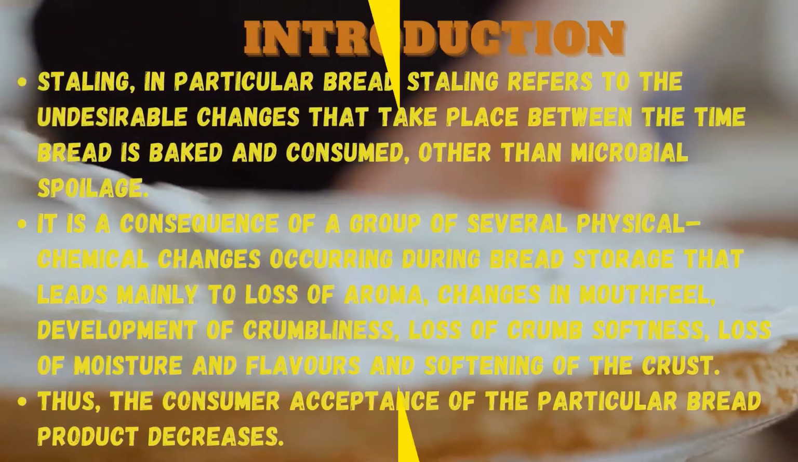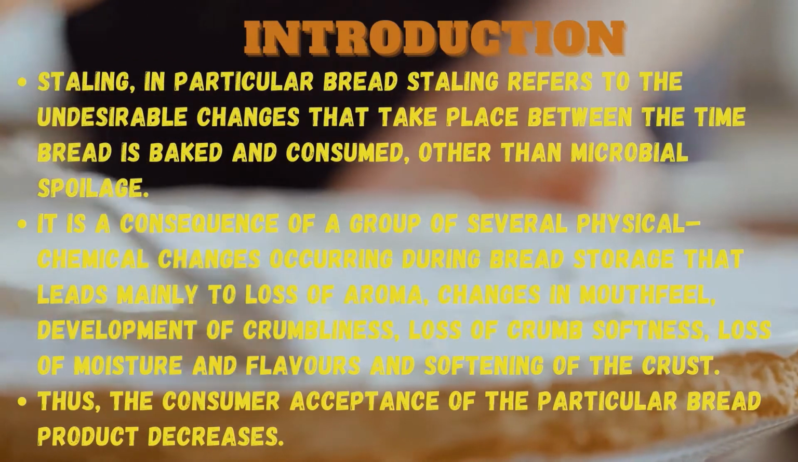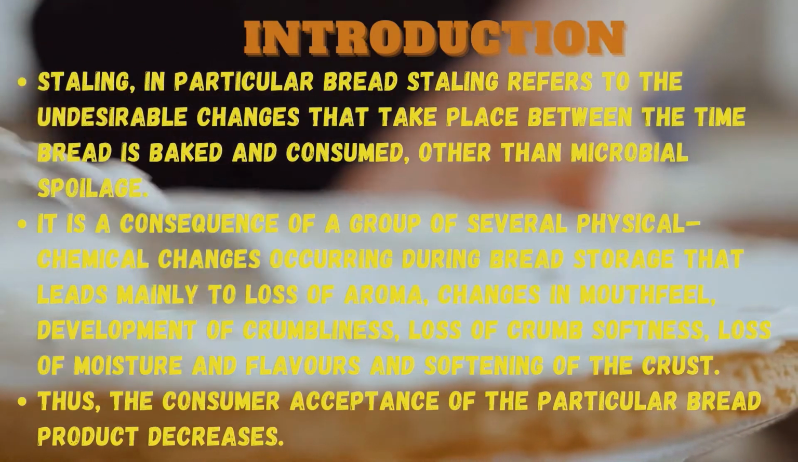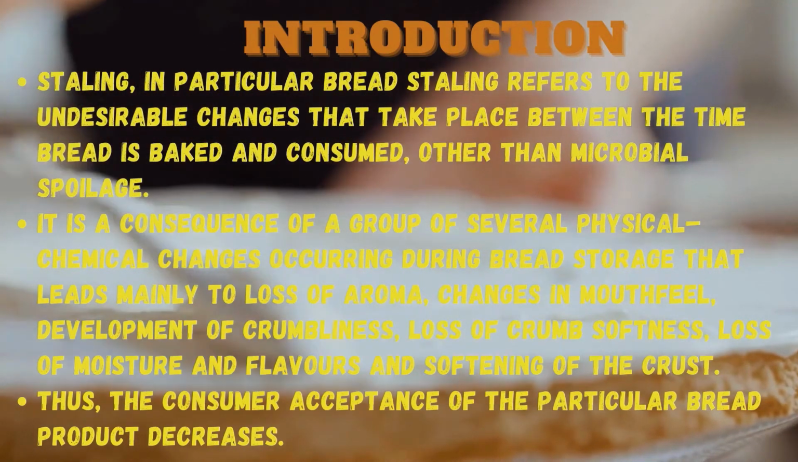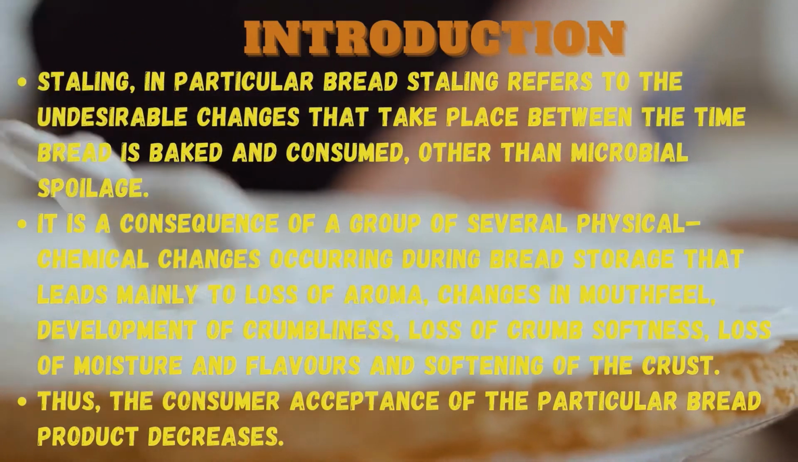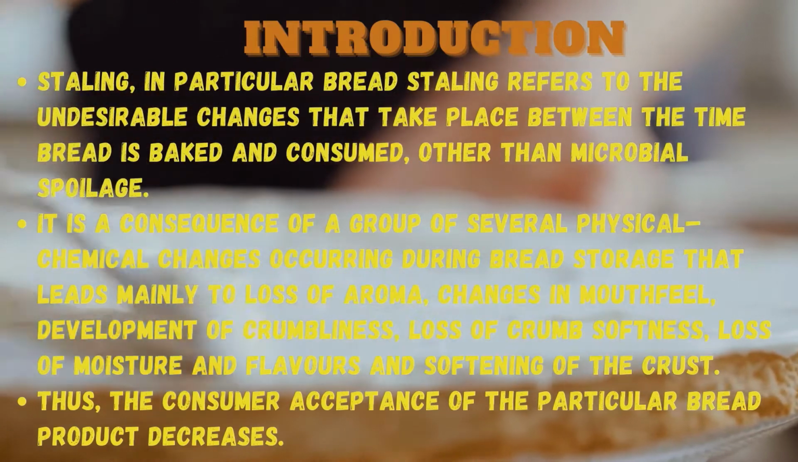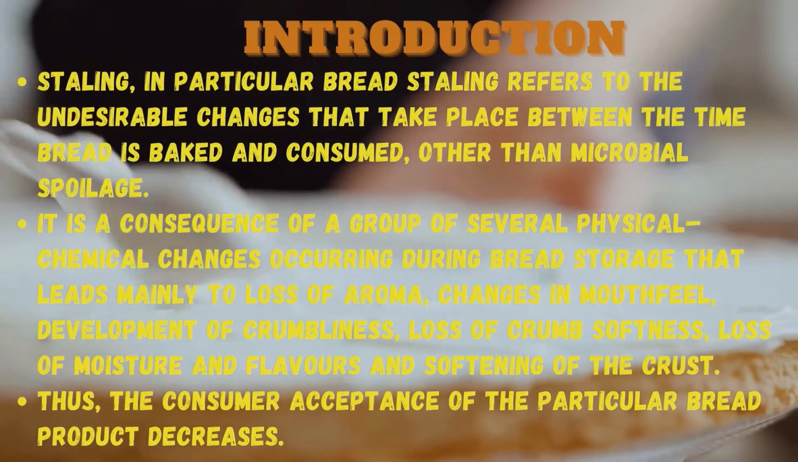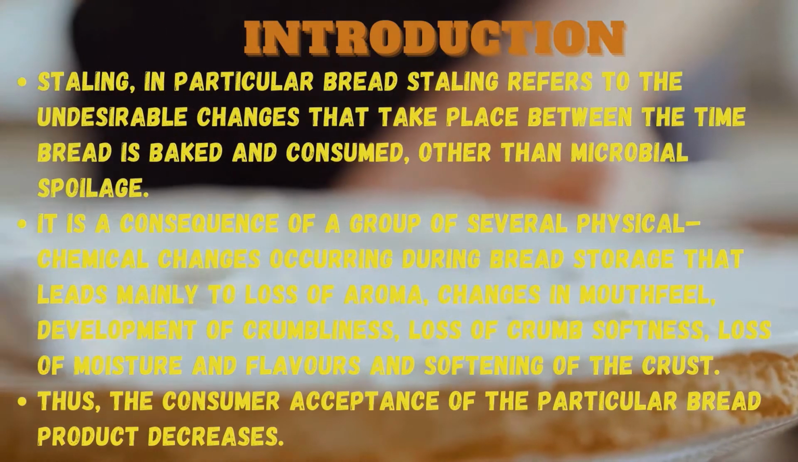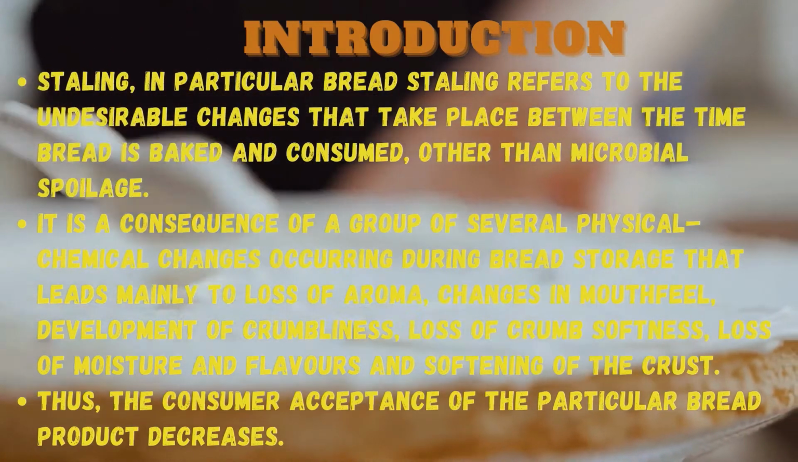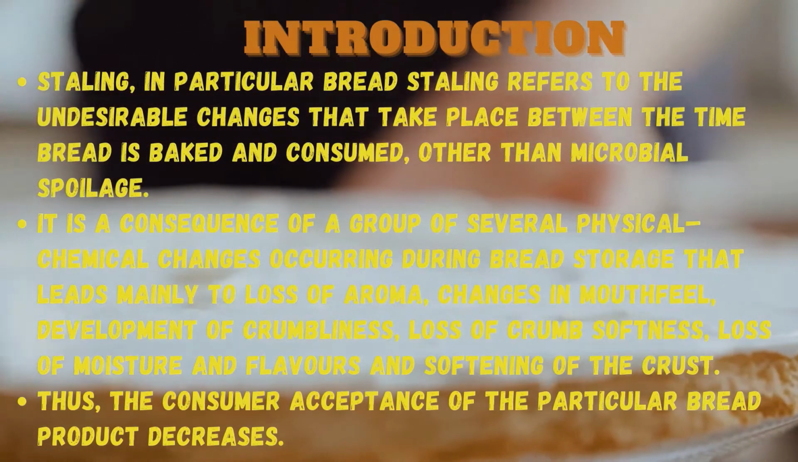Hi, I'm Vanessa Wongkai. Staling refers to the undesirable changes that take place between the time bread is baked and consumed, other than microbial spoilage. It is a consequence of a group of several physical-chemical changes occurring during bread storage that leads mainly to an increase of crumb firmness and loss of freshness. It usually involves loss of aroma, changes in mouthfeel, development of crumbiness, loss of crumb softness, loss of moisture and flavors, and softening of the crust.